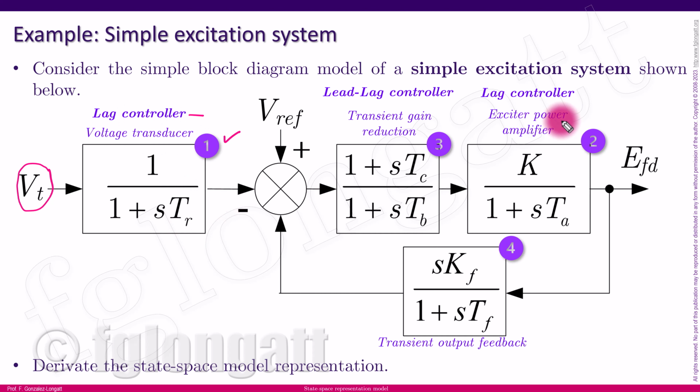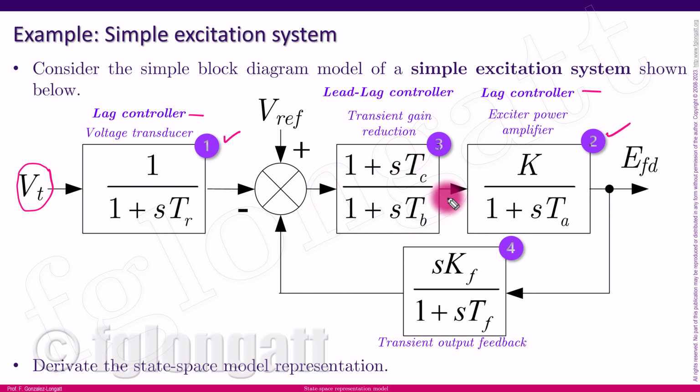Block number 2 is what we recognize in an excitation system as the exciter power amplifier. And this is basically, again, a first order transfer function with a gain K at the numerator of this transfer function. And this is what we call a lag controller again.